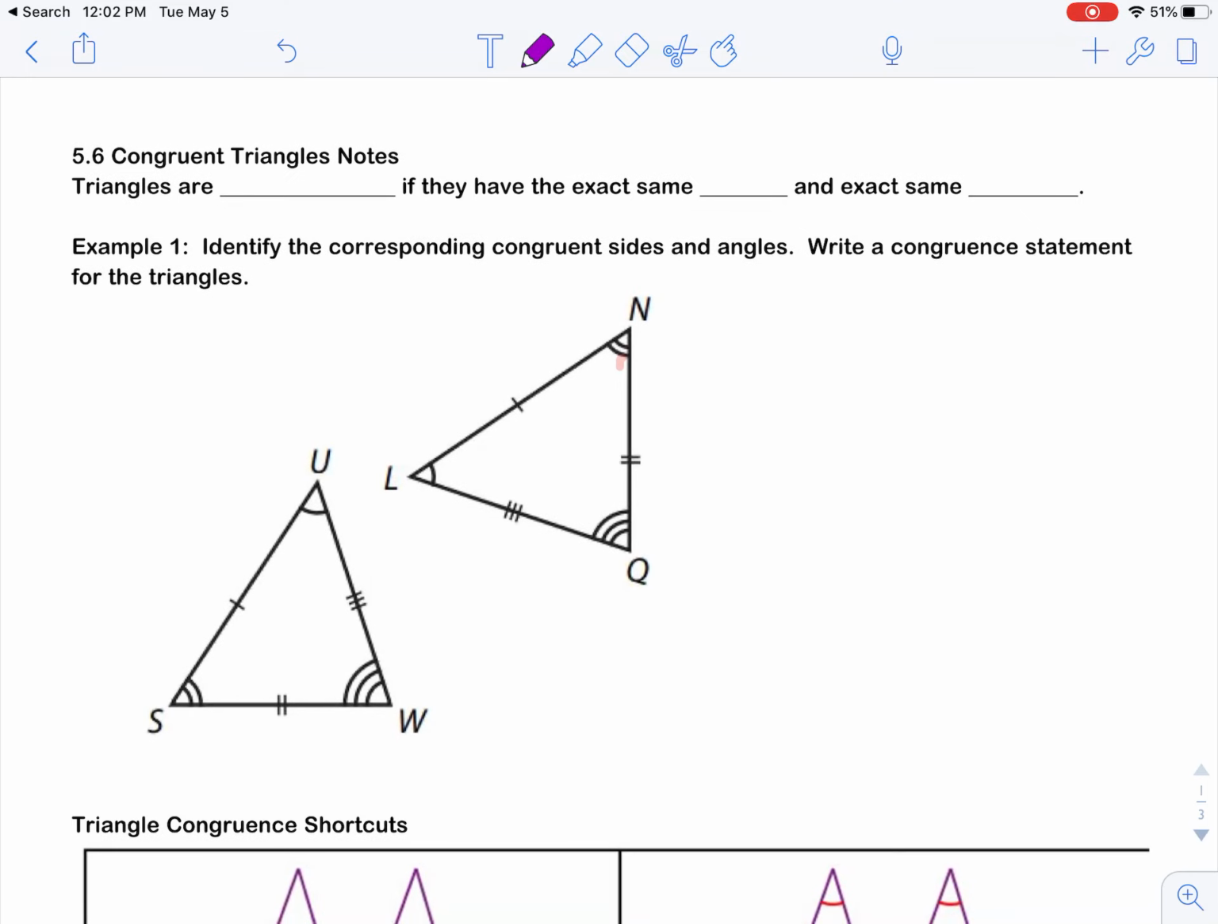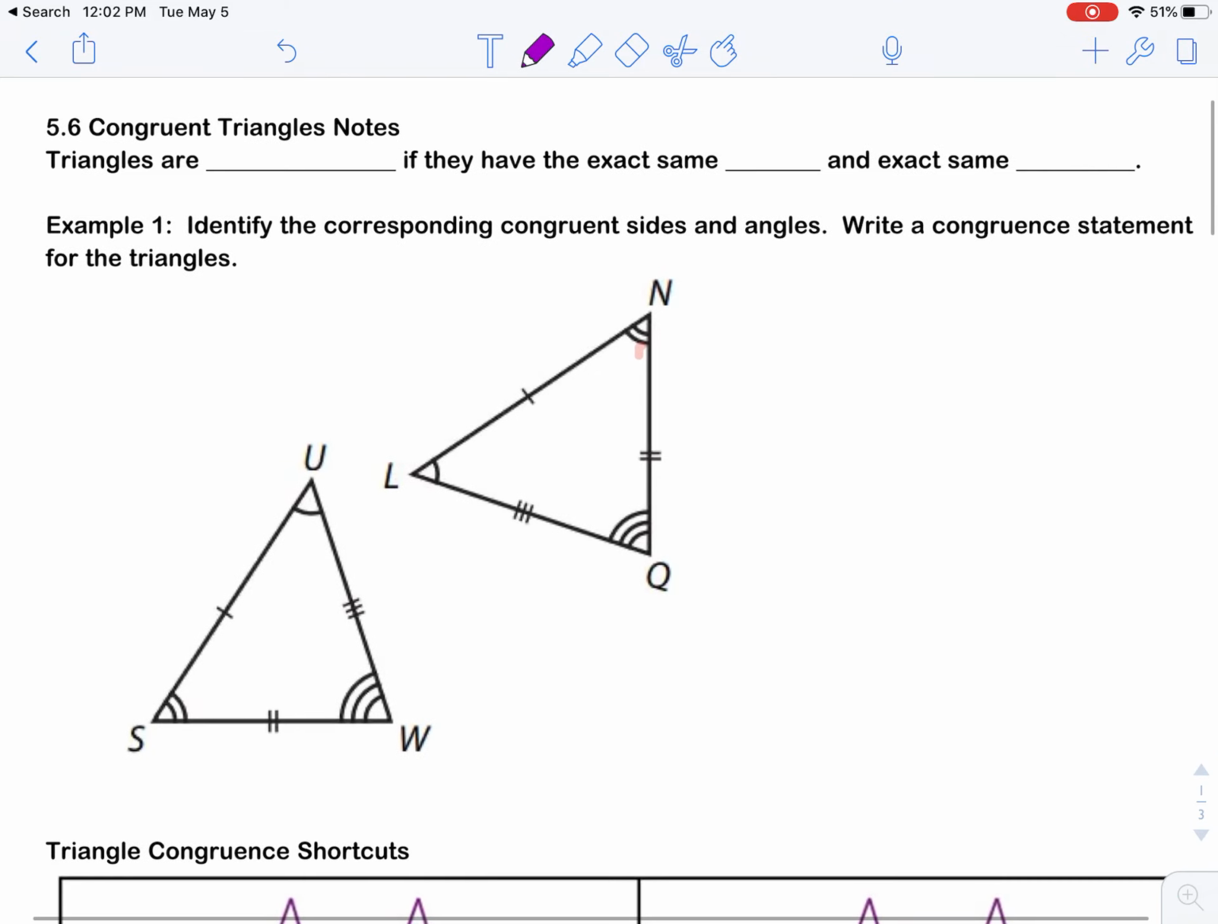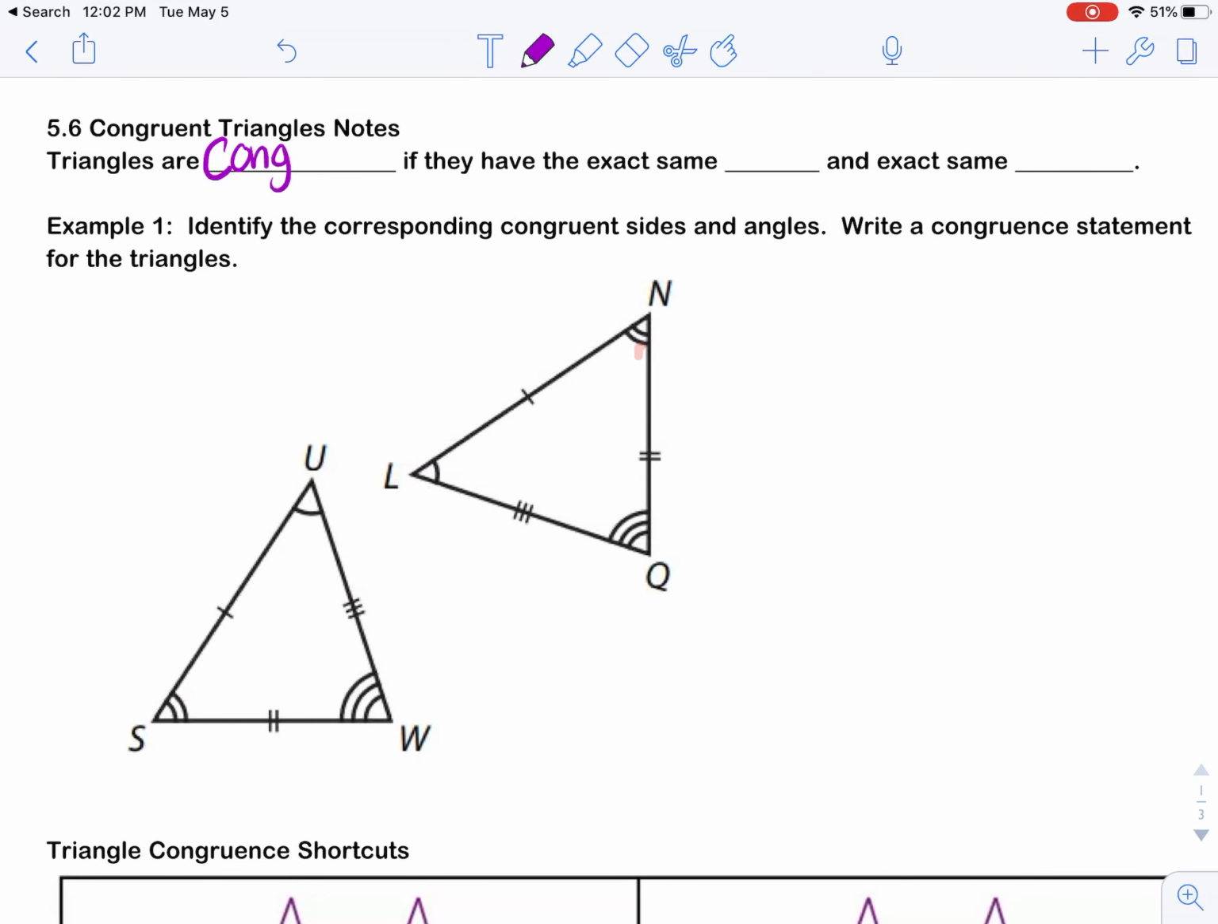All right, today we're talking about triangle congruence. So what it means for triangles to be congruent. Triangles are congruent if they have the exact same sides and the exact same angles, meaning they have sides that are the same length and angles that are the same measure.